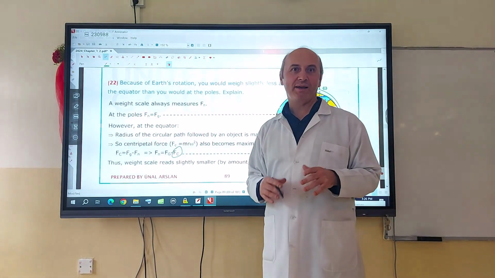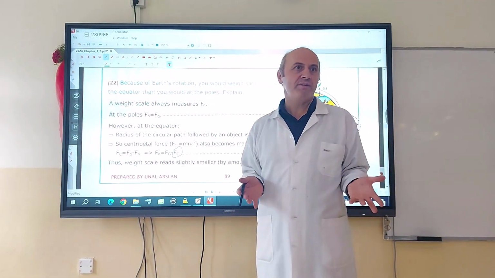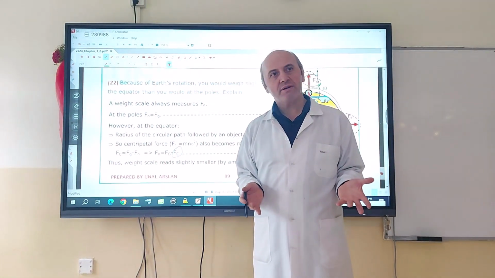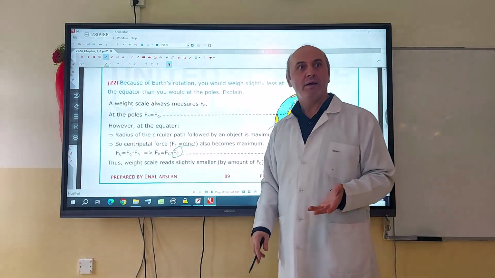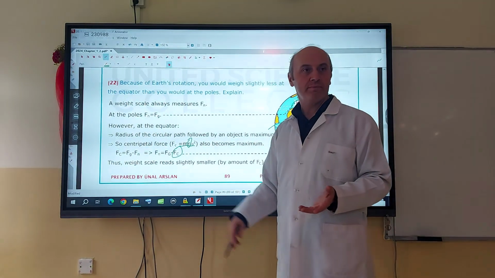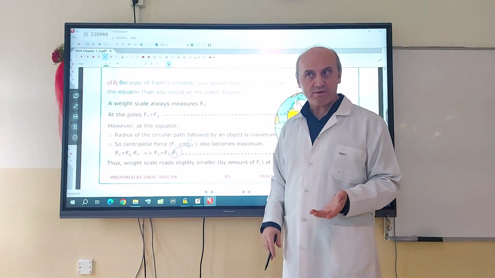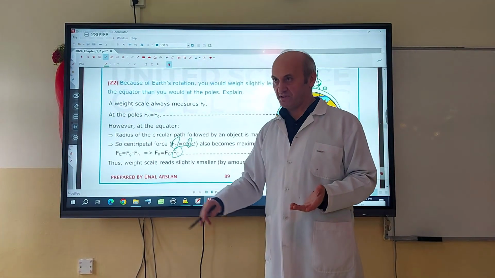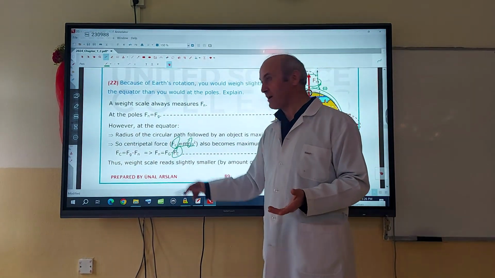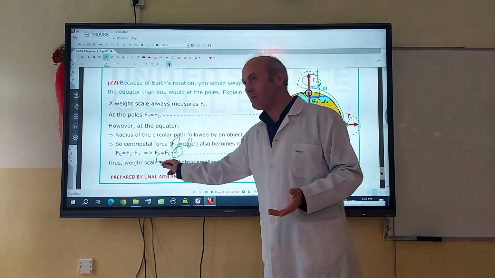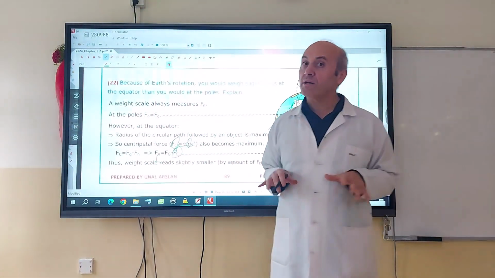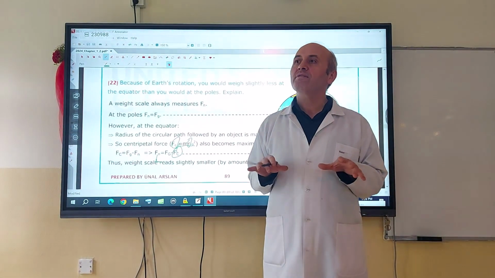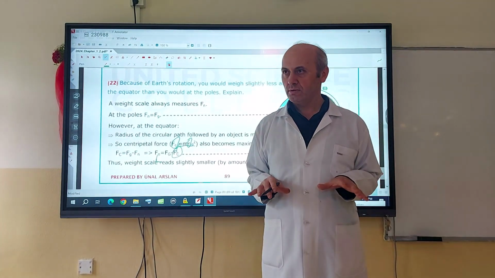Fc, by amount of Fc. How can we calculate Fc? By this equation, m omega squared R. R is maximum at the equator. If R is maximum at the equator, which means Fc is maximum at the equator. If Fc is maximum at the equator, Fn becomes minimum at the equator. That's why when you are at the equator, you are going to measure your weight smallest.